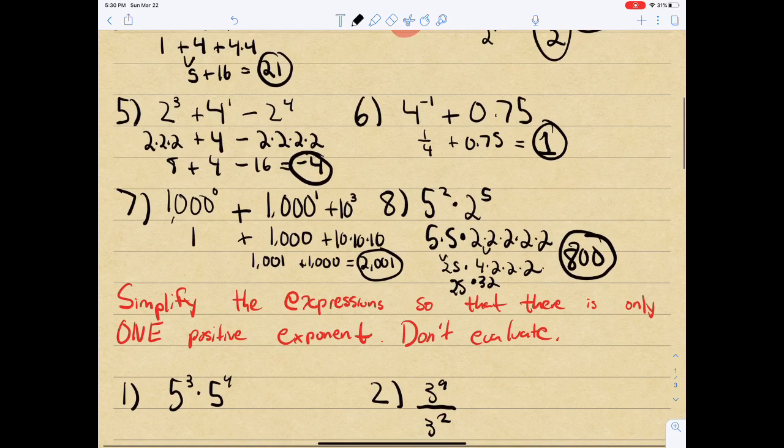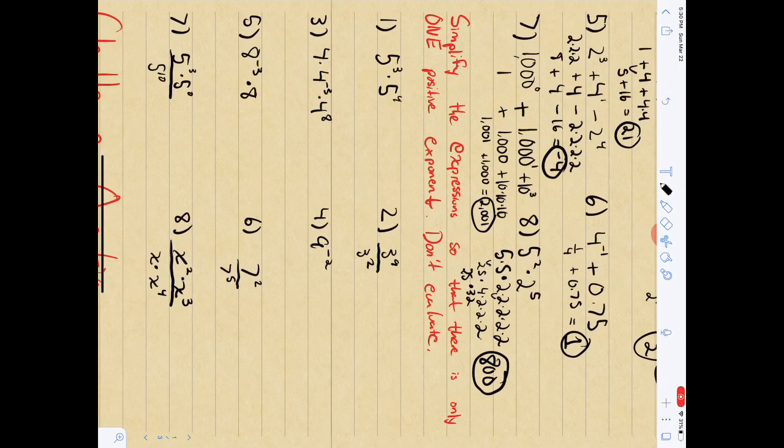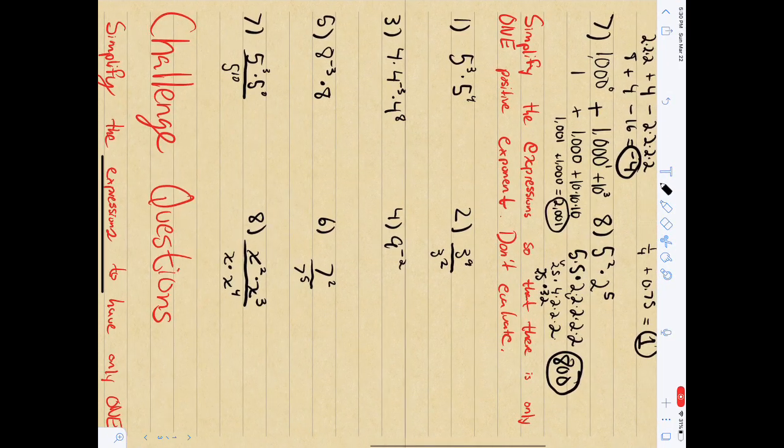There you go. All right, so hopefully that went well. If not, rewind the video. Now I want you guys to, again, pause the video, and I want you to simplify these expressions. So you're not going to get an answer. You're just going to simplify so you have one positive exponent. Resume the video when you're ready.